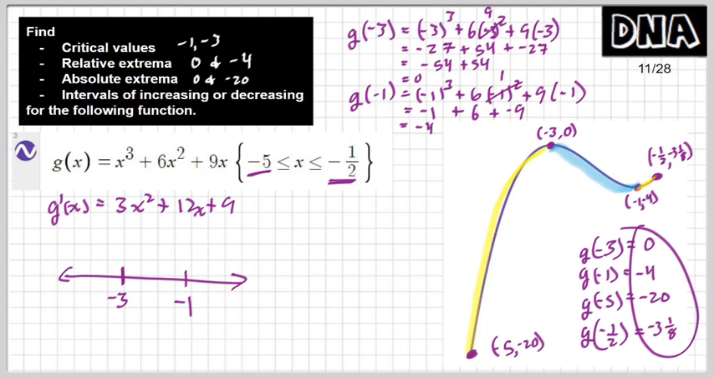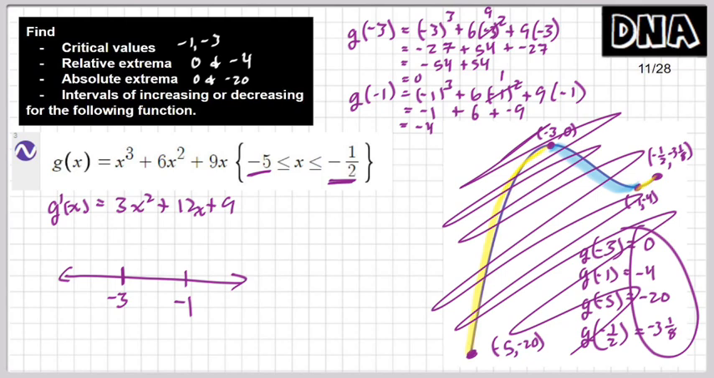And then, as you can see, before the -3, we're increasing the entire time. Between the -3 and -1, we're decreasing the entire time, and then we're increasing. But what if you didn't know this? That's what we're trying to do. What if you didn't know that? How would you know if you're increasing or decreasing?